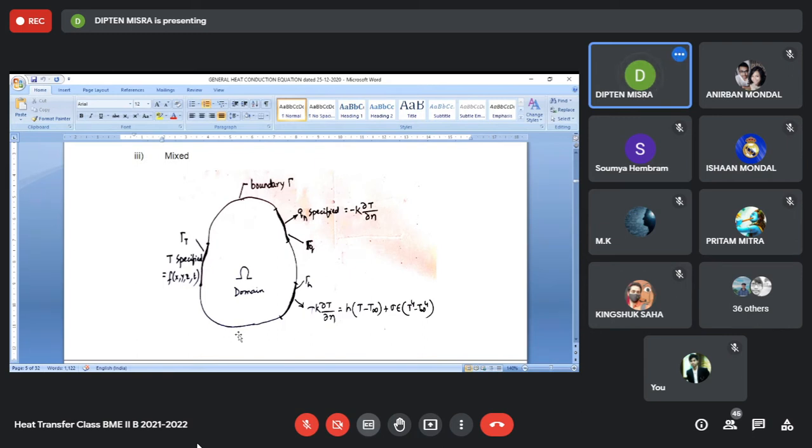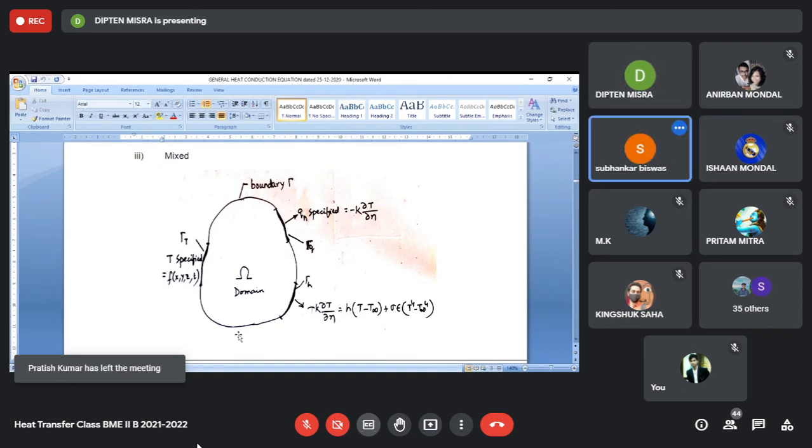There is a way to understand this thing, that if nothing is specified, it implies that that part of the boundary is taken mathematically as an insulated boundary condition. Okay. So these are the boundary conditions that we must know, and subsequent to knowledge of this thing only, it will be possible to solve the problem.